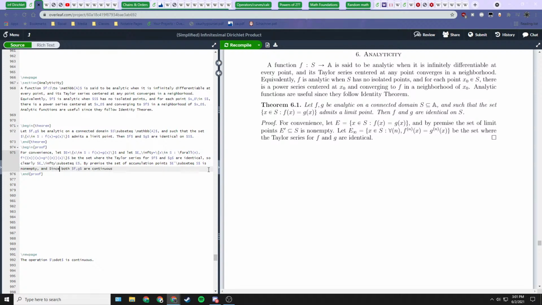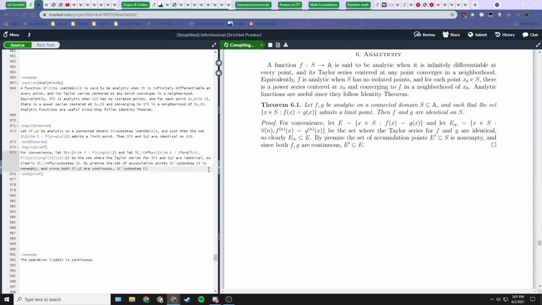And since both F and G are continuous, E prime is a subset of E. Okay. So we want to show that the set E, where F and G are identical, is both relatively open and closed.